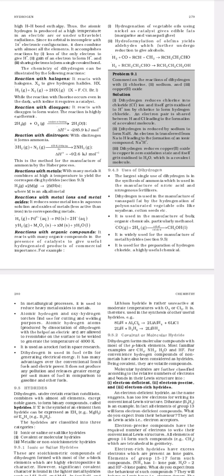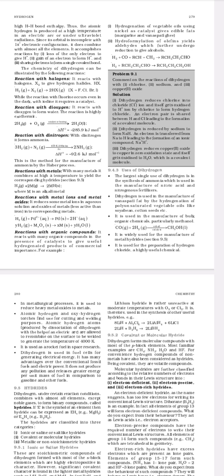So the next topic is uses of dihydrogen. The largest single use of dihydrogen is in the synthesis of ammonia, which is used in the manufacture of nitric acid and nitrogenous fertilizers. Dihydrogen is used in the manufacture of vanaspati fat by the hydrogenation of polyunsaturated vegetable oils like soya bean, cotton seeds, etc. It is used in manufacture of bulk organic chemicals, particularly methanol.